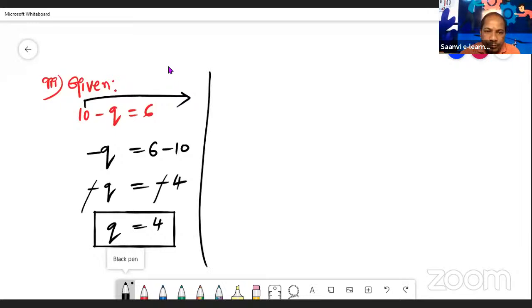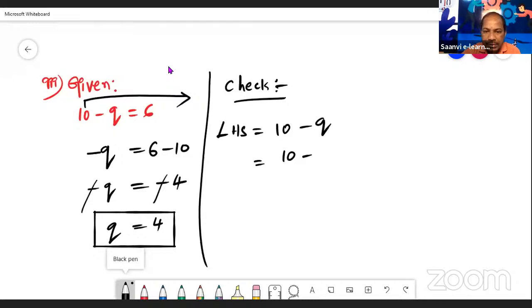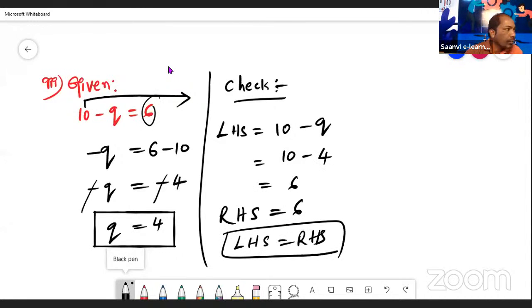Now check the result. Check LHS. What is LHS? 10 minus q. What is the q value? 4, no. In the place of q write 4. So 10 minus 4, how much? 6. 10 minus 4 is equal to 6. So the LHS value we have got is 6. Now RHS. What is the RHS value? This is RHS, no? So RHS is also 6. So we got the same value, no? LHS is equal to RHS. Right, LHS is equal to RHS. Okay, children? Right.